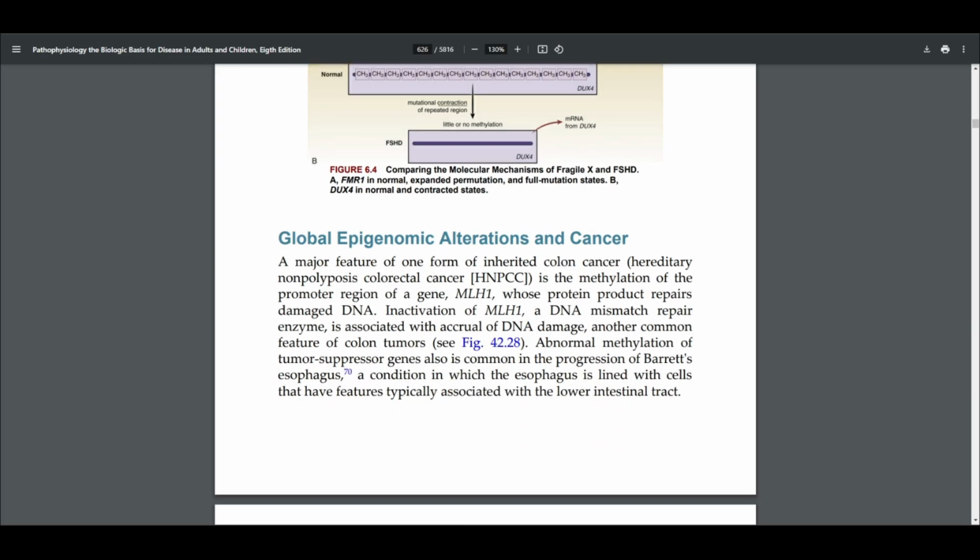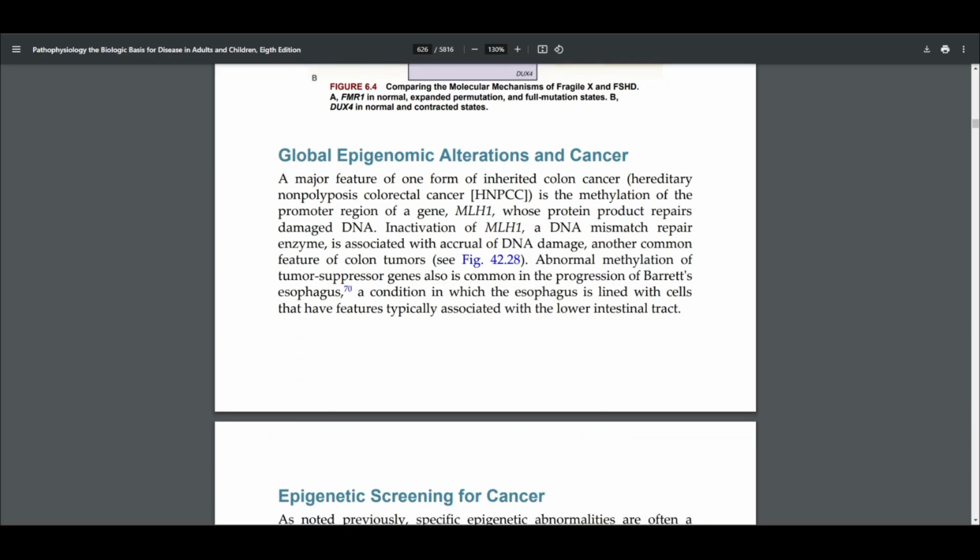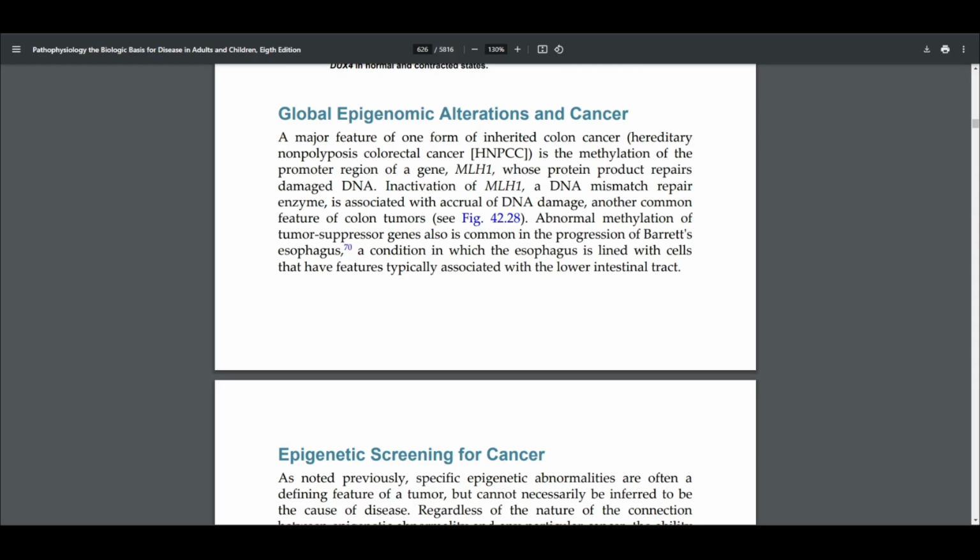Global epigenomic alterations and cancer. A major feature of one form of inherited colon cancer is the methylation of the promoter region of the gene MLH1, whose protein product repairs damaged DNA. Inactivation of MLH1, a DNA mismatch repair enzyme, is associated with accrual of DNA damage. Another common feature is colon tumors.